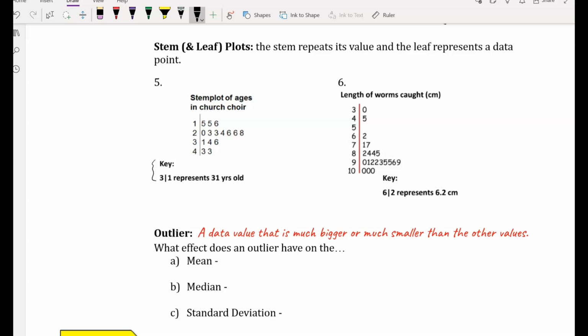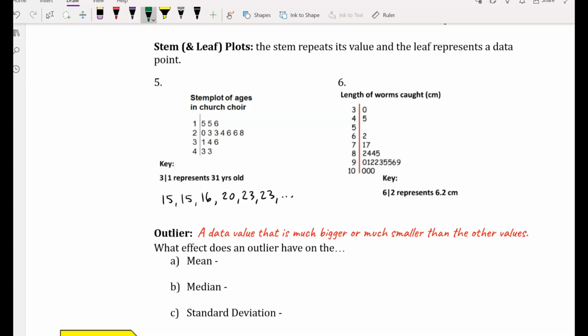So if I read this first line right here and just write the data points, it would be 15 as one value, 15 again, and then 16. Then I would continue my list with the second row, which would be 20 and 23 and 23 and so forth.